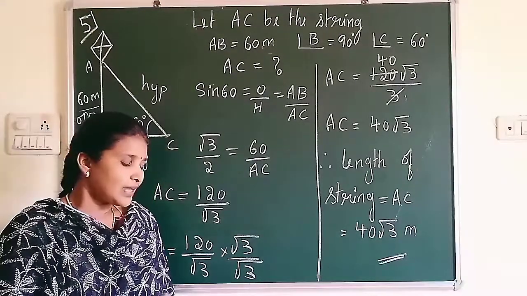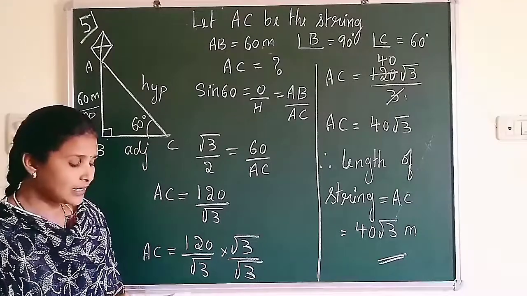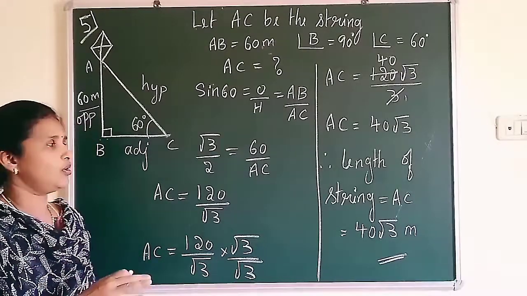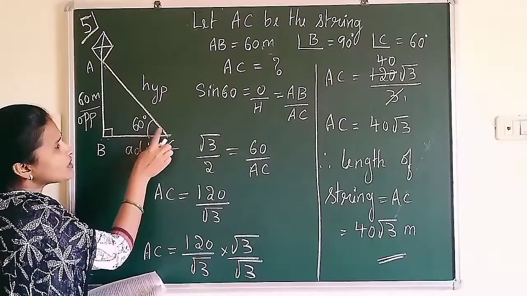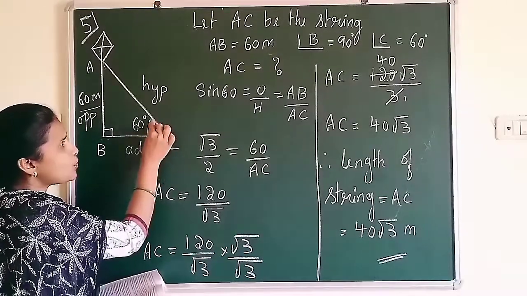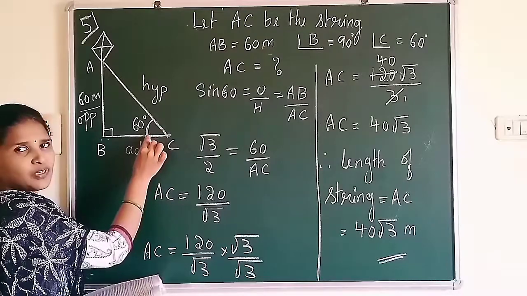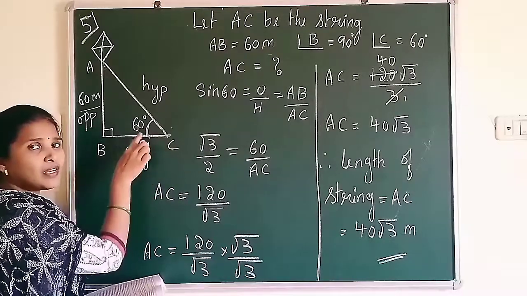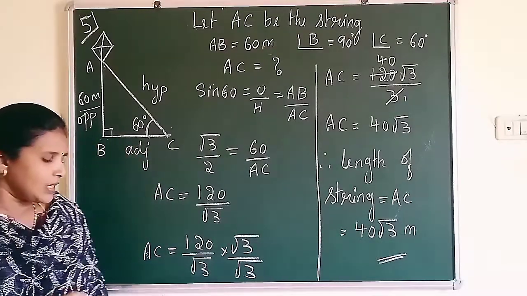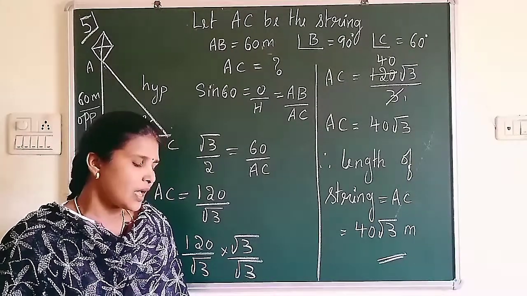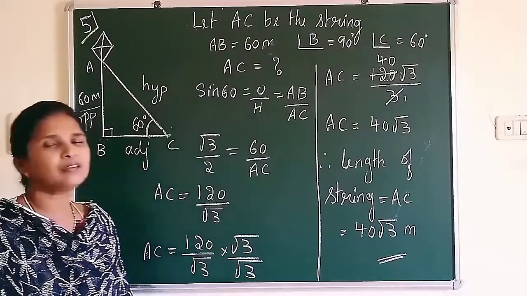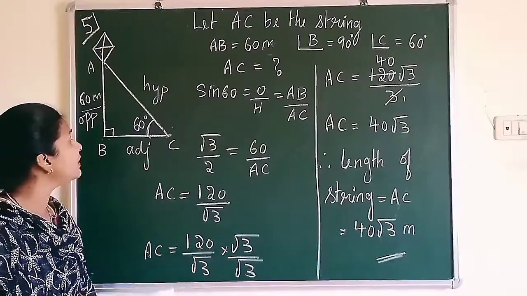And also given is the inclination of the string with the ground, means the point where the end point of the string is meeting the ground. You can see this point, the angle between the string and the ground is given as 60 degrees. And it is asking to find the length of the string, assuming that there is no slack in the string. Means we have to find the length of the string.